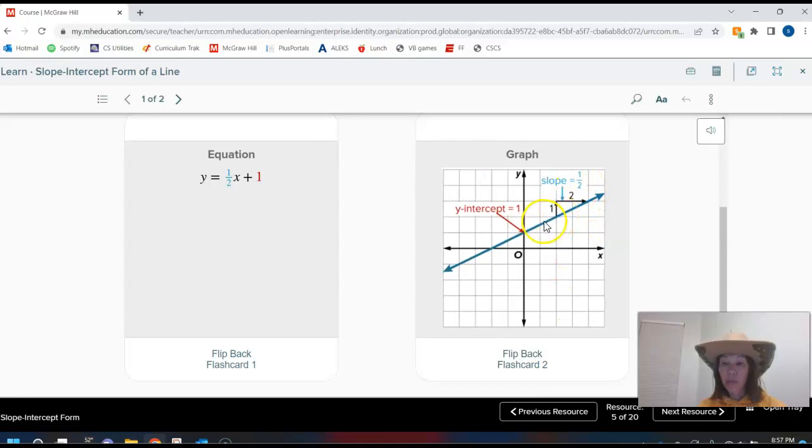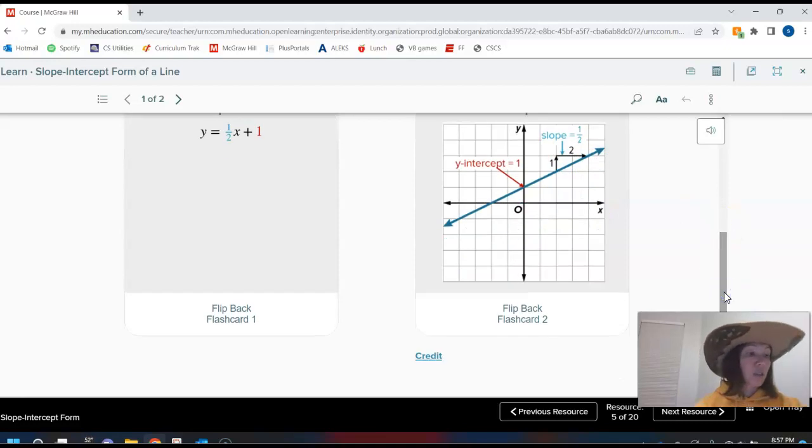Remember, from any point we can go up 1 over 2. We talked about the slope being rise over run. The rise is 1, the run is 2. And so this is what the graph of a line in slope-intercept form is. And this is on page 225.